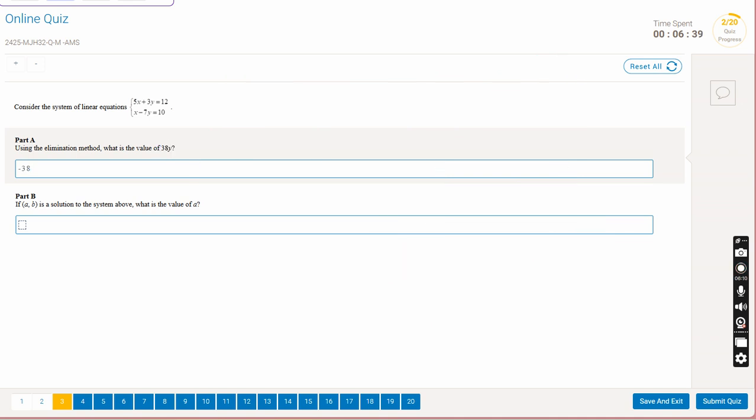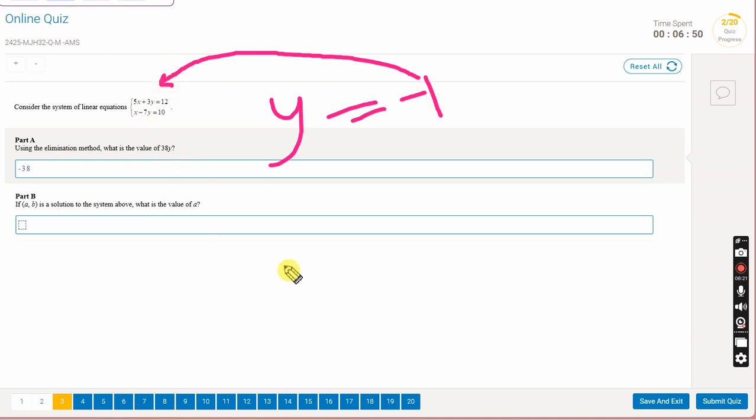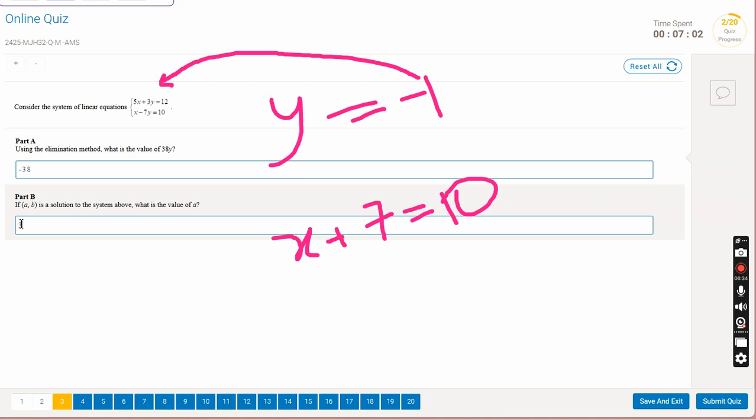We know the value of y is equal to minus 1, right? So what is the value of a? Just put the y in and solve for x. I'll put it in the second equation because that's easier. So x minus 7 times minus 1 is going to be plus 7, equals 10. And 10 minus 7 is 3. So you'll get x as 3. Now here you can check both sides for that.